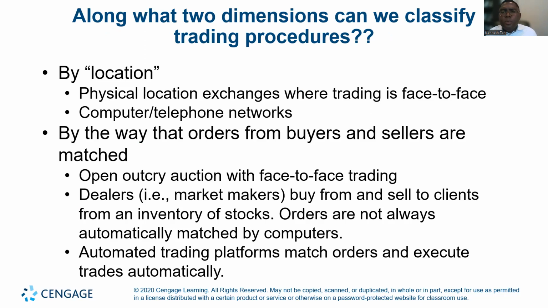Along what two dimensions can we classify trading procedure? By location, we can have a physical location, exchanges where trading is face-to-face, or we can have over-the-counter, or what we call computer or telephone networks. So as far as location is concerned, it can be physical or it can be through the computer.